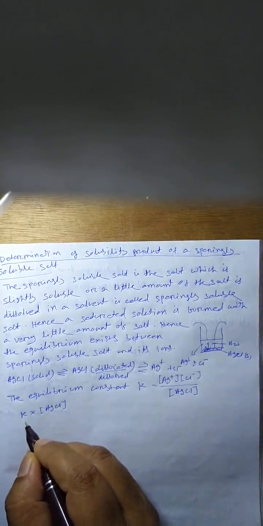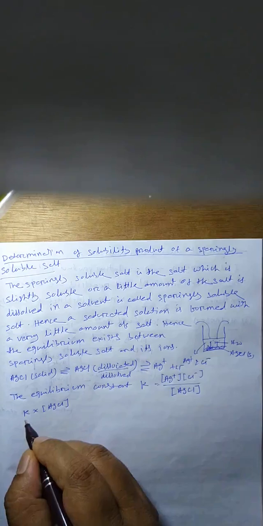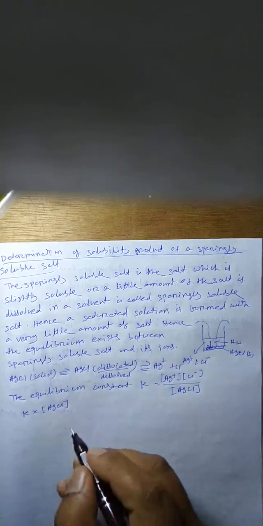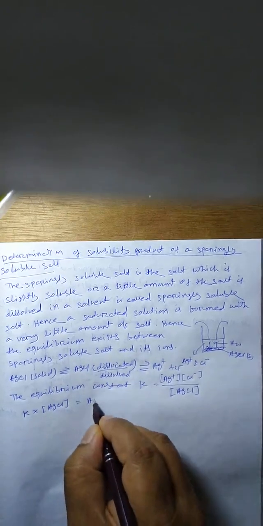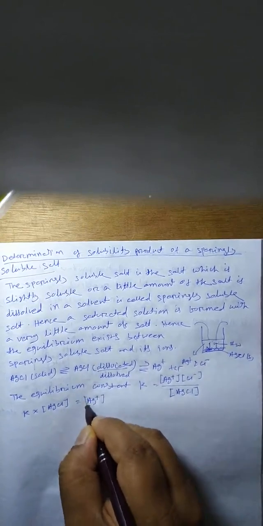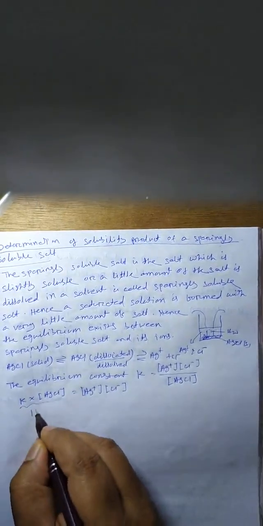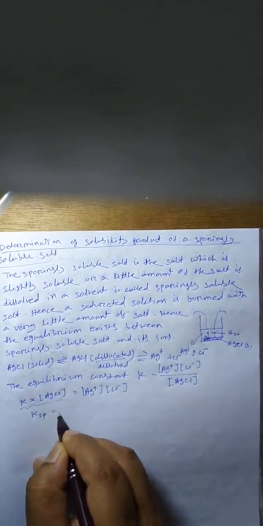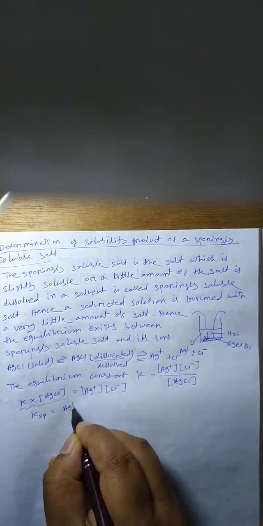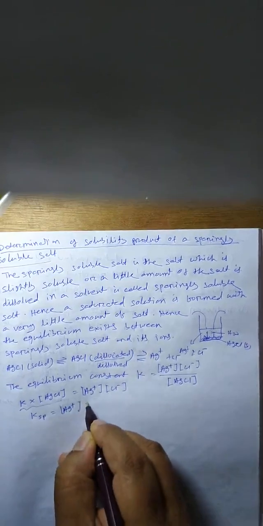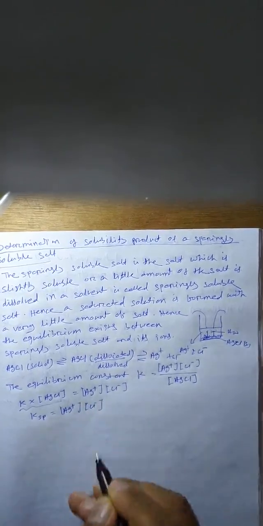Small k means rate constant, capital K means equilibrium constant. This is the equilibrium constant, capital K. Multiplying, we get Ag plus concentration into Cl minus concentration. This is nothing but what is called KSP, the solubility product.